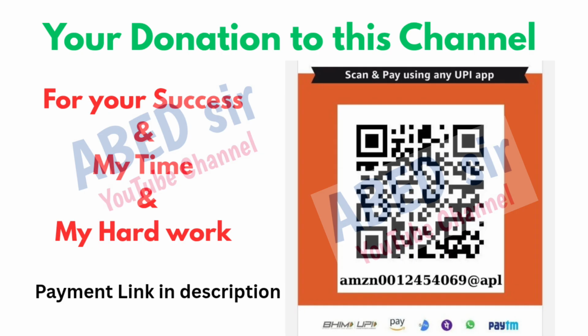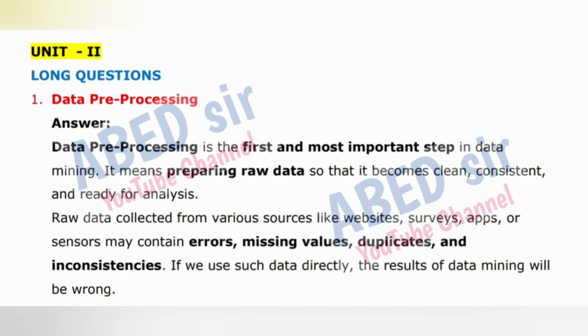Next unit 2. Long questions. First important long question is data preprocessing. Answer. Data preprocessing is the first and most important step in data mining. It means preparing raw data so that it becomes clean, consistent, and ready for analysis. Raw data collected from various sources like websites, surveys, apps, or sensors may contain errors, missing values, duplicates, and inconsistencies. If we use such data directly, the results of data mining will be wrong.